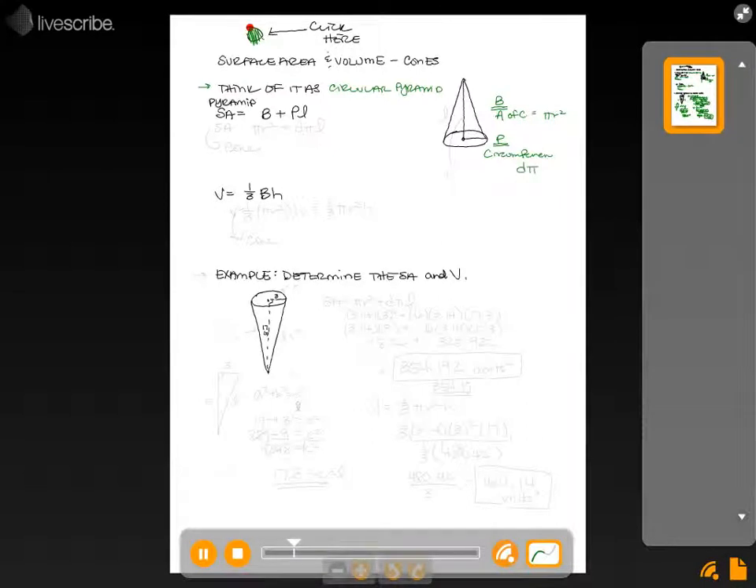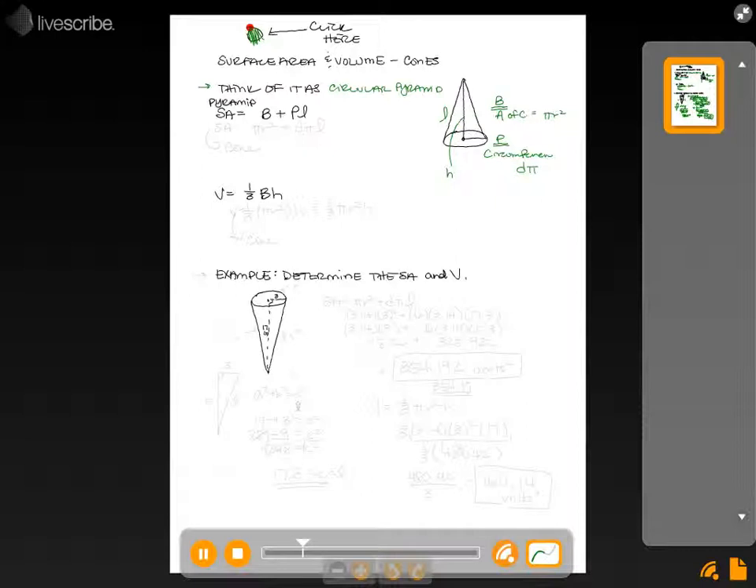Alright? Slant height is still the same. Okay, it's that distance on the outside. We'll get to that in a second. I'll explain how it comes into play. But slant height is the distance outside, and height is the height from the point of your cone all the way to the center of the circle.